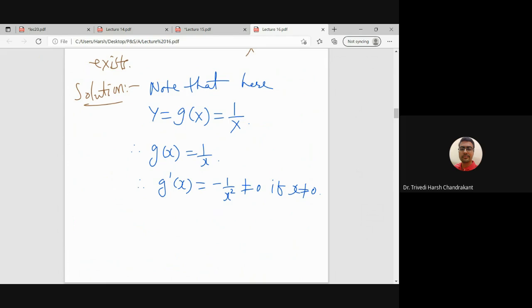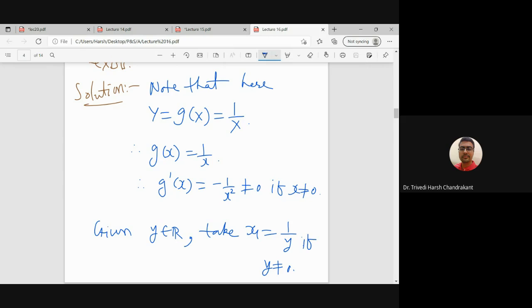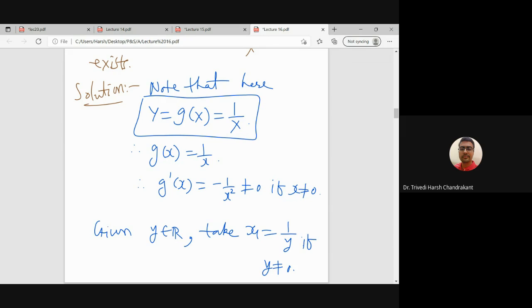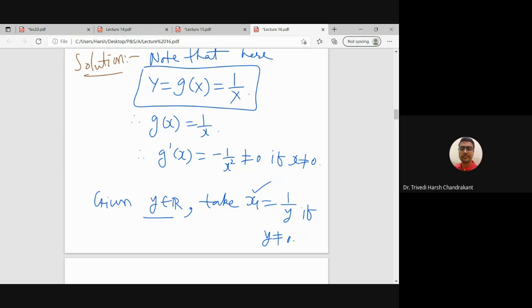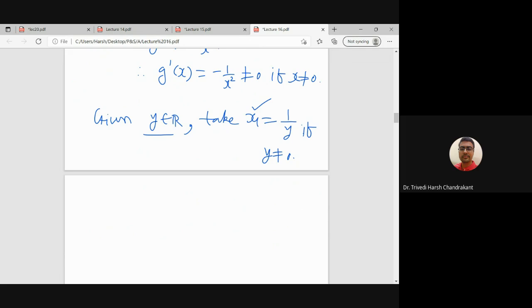So let us find out what the possible x are. Given a real number y in R, take x1 to be 1 upon y if y is non-zero. Because our relation is y is 1 upon x, that means x is 1 upon y. So given y, we can always find a real number x so that g of x is y if y is non-zero. So for all non-zero points, first we'll find f_Y.